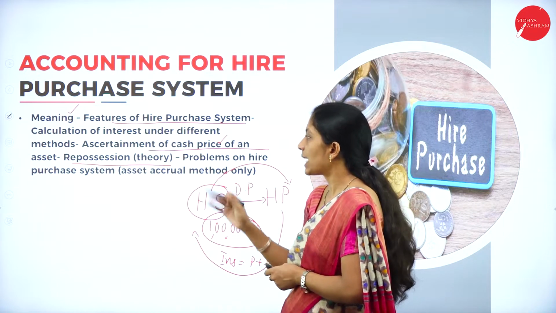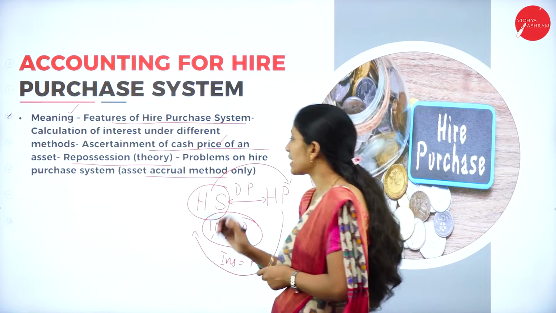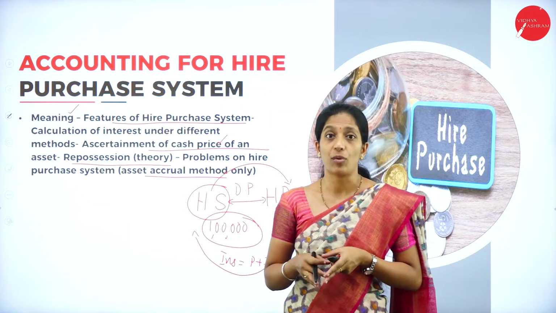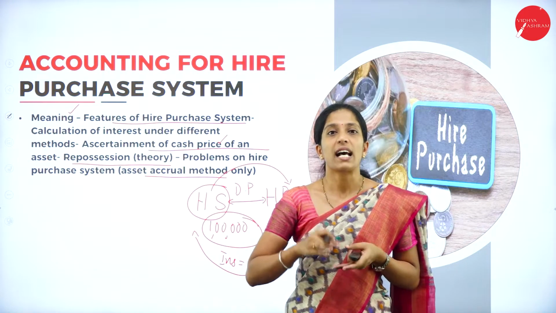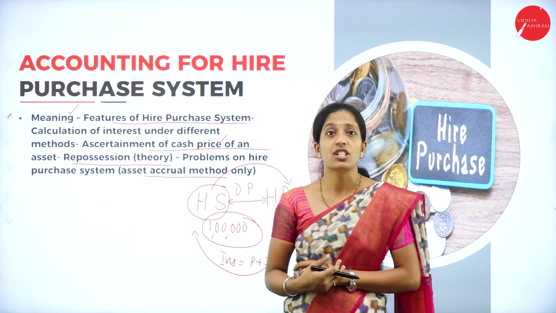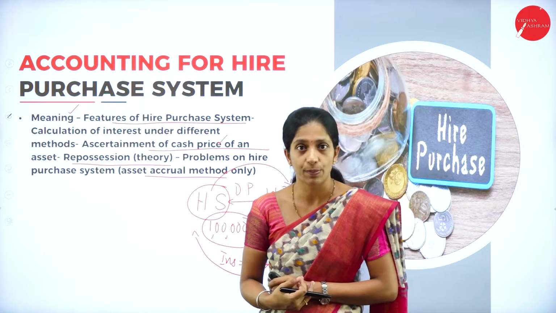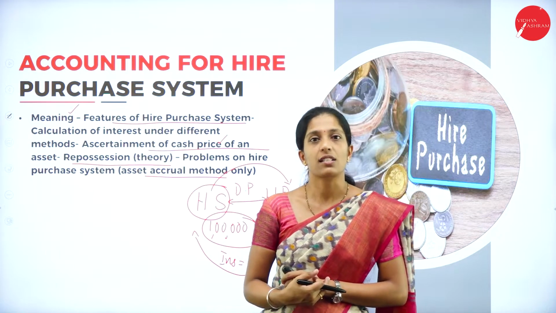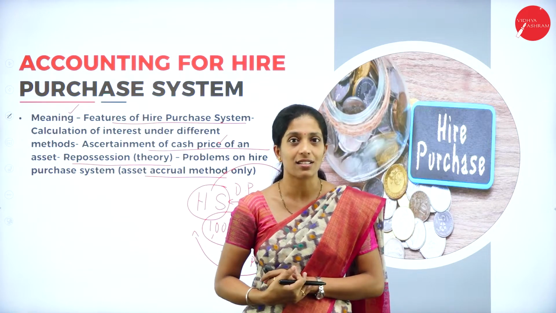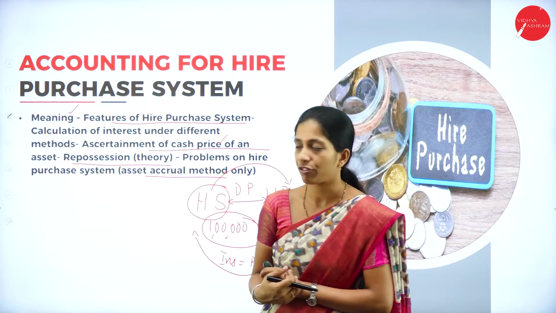Then problems on hire purchase system under the asset accrual method only. So you will have a practical problem on hire purchase system on the asset accrual method. Here also, from this hire purchase system, you can expect a 15 marks problem. It may be the journal entry or ledger account. Normally they will ask the journal entries for 15 marks.